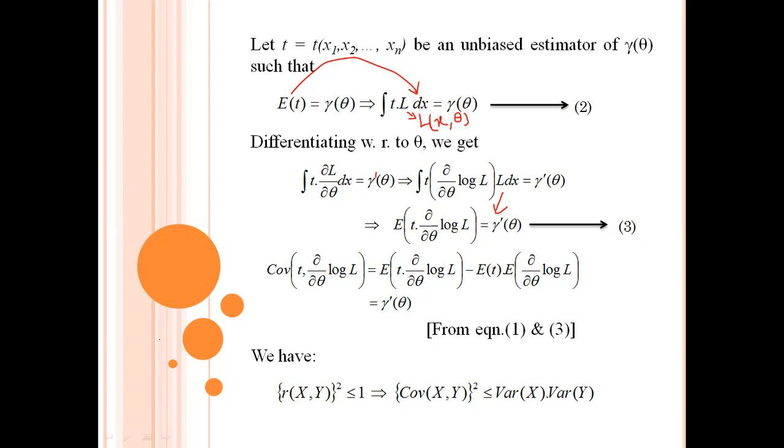Now we are seeing the covariance. Covariance of x comma y is equal to expectation of xy minus expectation of x into expectation of y. Using that formula, we are writing this. Using equation 3, instead of this we write gamma dash of theta. From equation 1, we already said the expectation of this value equals 0, so this whole term equals 0 and will be cancelled out. Then we get only covariance of T comma ∂/∂θ log L equal to gamma dash of theta. Now we are considering covariance of x comma y the whole square less than or equal to variance of x into variance of y.